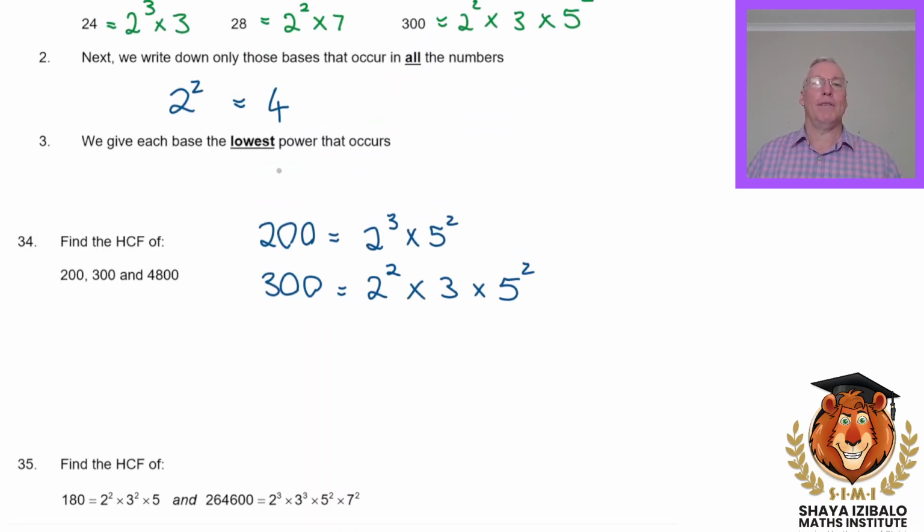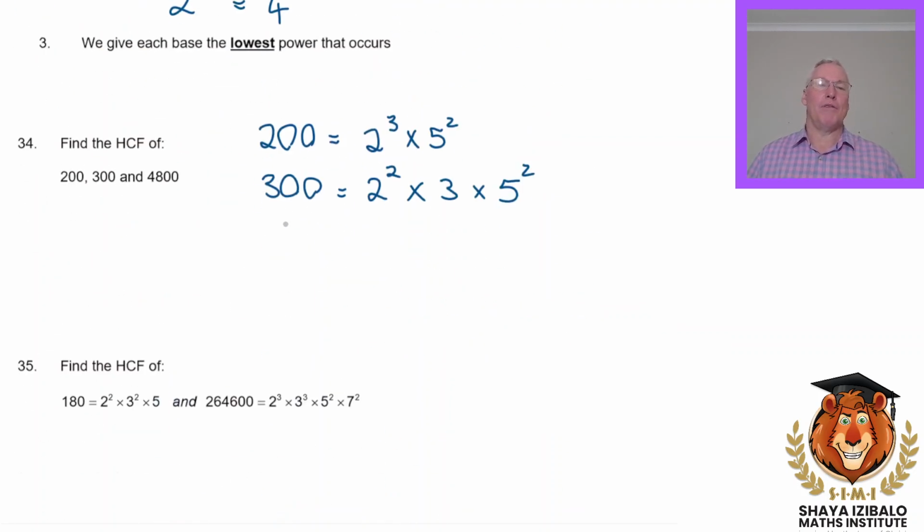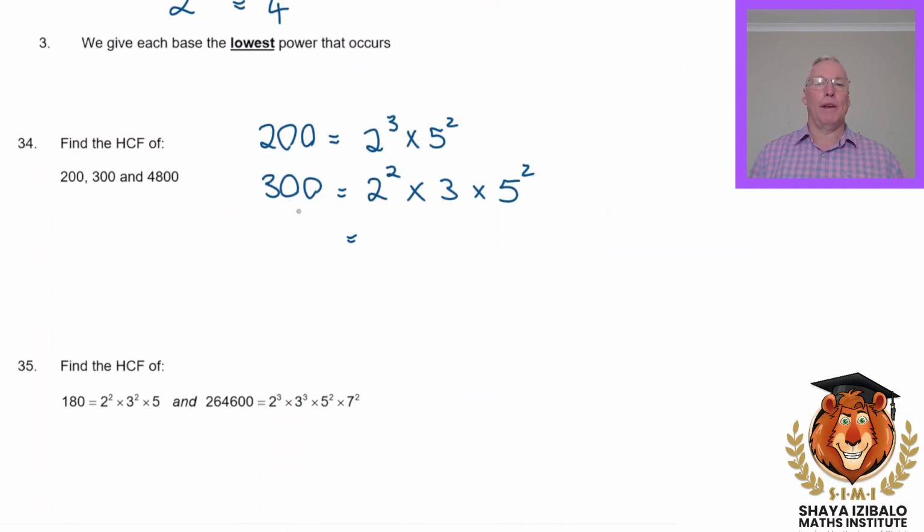Okay, and 4800, now we've just done 480. We did 480 over here, right? But 4800 is going to be, if we look at 480, that multiplied by 10. So in fact, it's going to have an extra 2 and an extra 5. It's going to be 2 to the 6 times 3 times 5 squared.